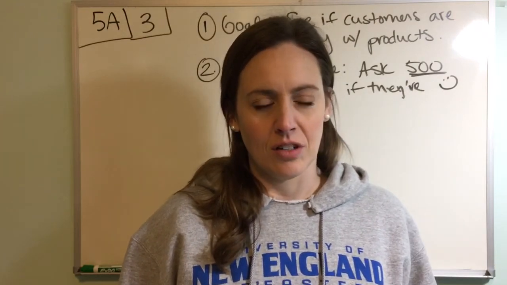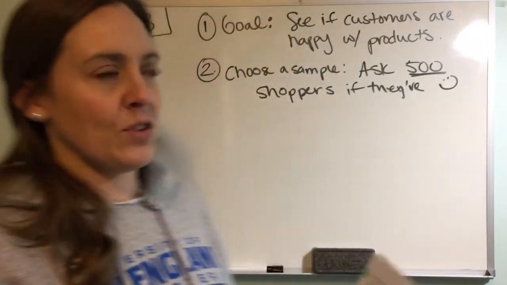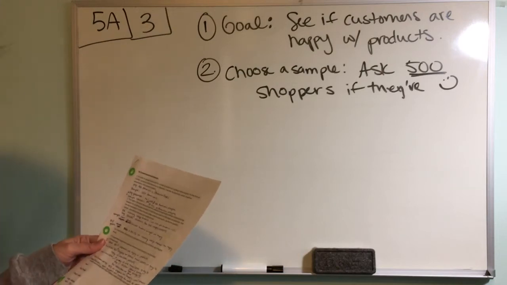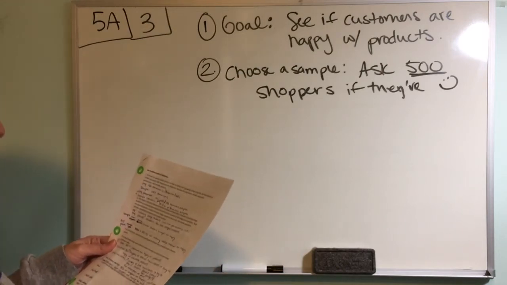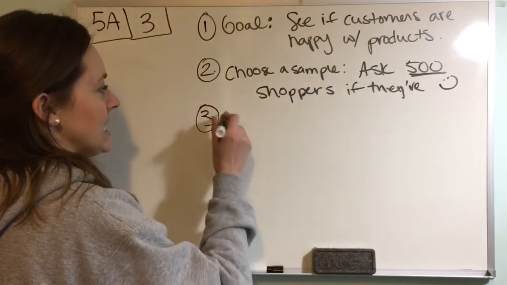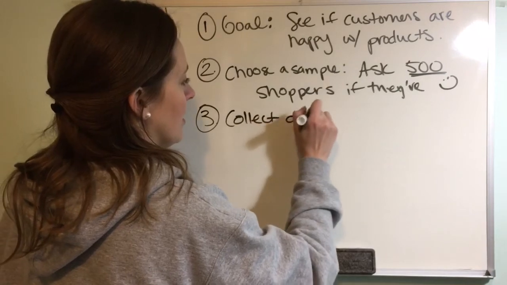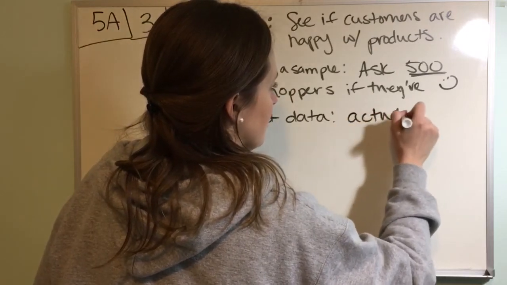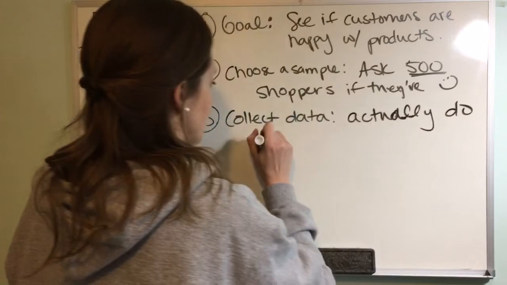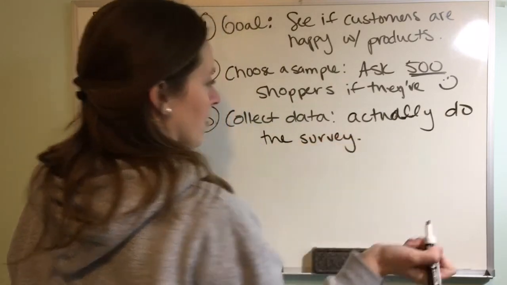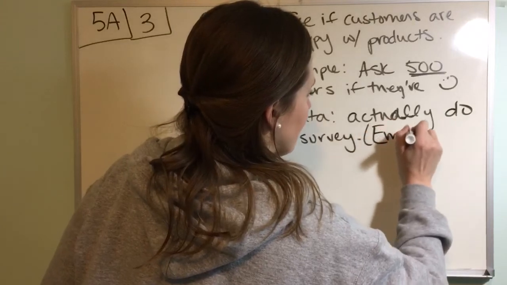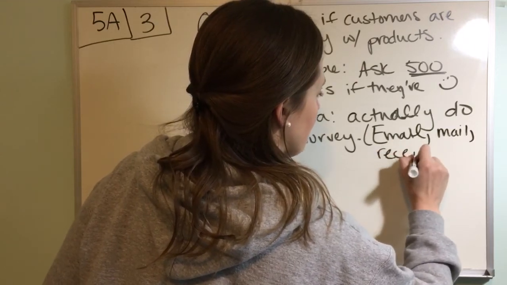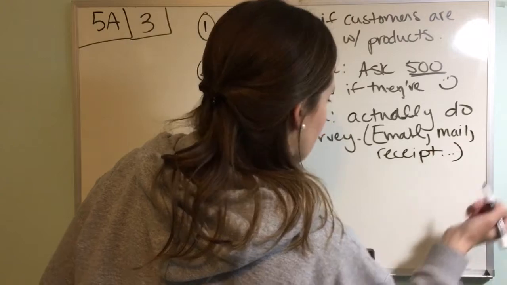What other ways could you get a sample? Think of some. Those are all pretty good ways to do it. So collect raw data. I said you could survey them. With an email. You could mail out a survey. Okay. So let's collect the data. I'm going to say actually, that means actually do the survey. Okay, so we said you could email, mail, receipt, I before E, except after C, receipt, something like that.